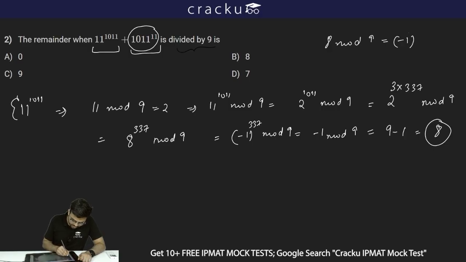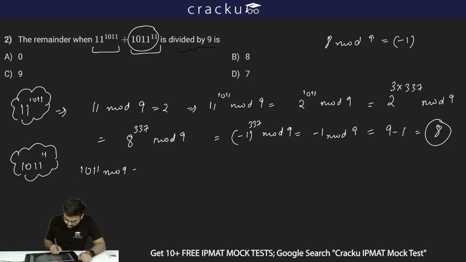Now we will figure out for 1011 to the power 11. So this was 11 to the power 1011. I will check for 1011 to the power 11. First we have to find out what is 1011 mod 9. 9 ones are 9, so 11, 9 ones are 9, again 21. So the remainder will be 3. 1011 when divided by 9, the remainder will be 3.